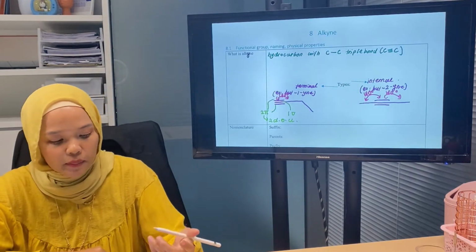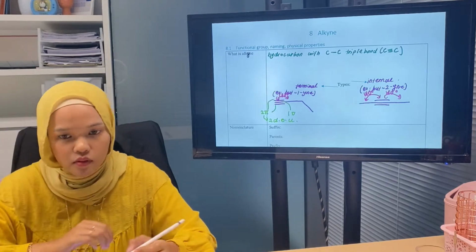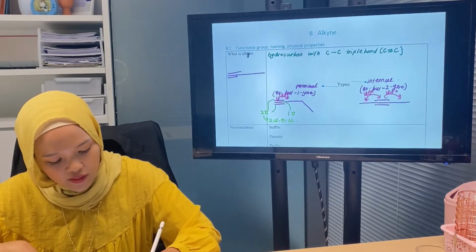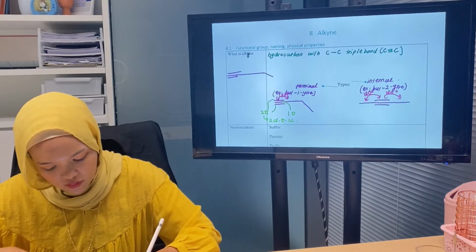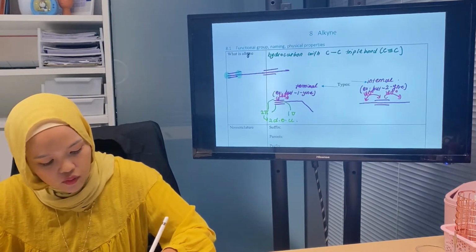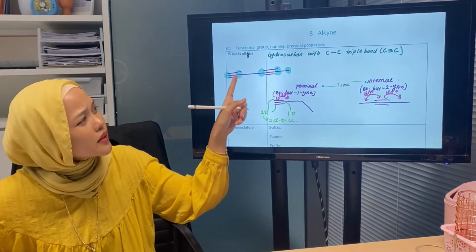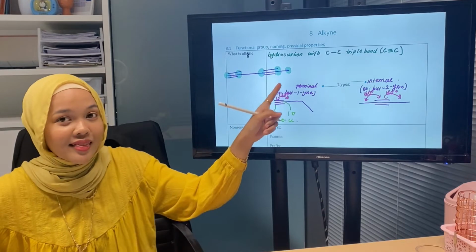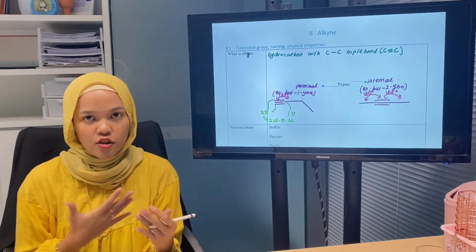For example, like this. 1, 2, 3, 4. So 1, 2. So like this. And then 1, 2, 3. And then maybe 1. So like this. 1, 2, 3, 4, 5. So you have 5 carbons, so this is going to be pentyne. Okay, that's it about the introduction of alkyne.